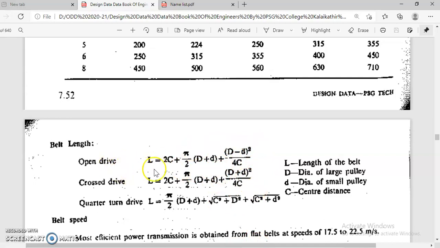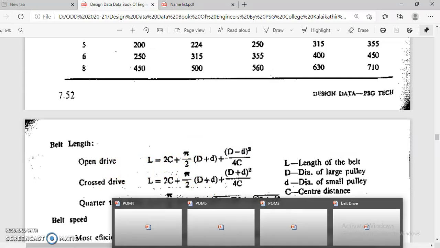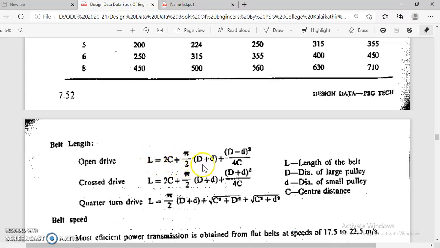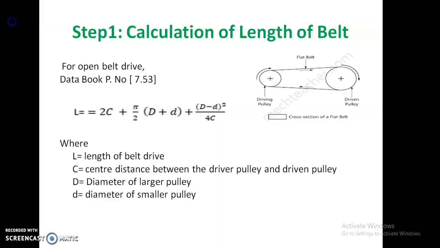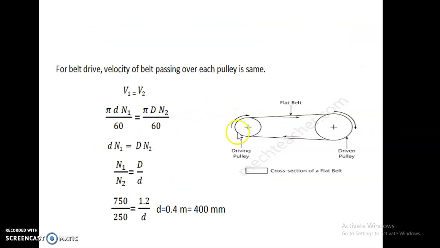So in the open belt drive, you have to calculate the length. Length of open belt drive, L equal to 2C plus pi by 2 into (D plus d) plus (D minus d) the whole square by 4C. Here C is 3 meter, D is 1.2 meter, small d you have to find. N1 is 750 rpm, N2 is 250 rpm and C is 3 meter, capital D is 1.2 meter, you have to find small d.